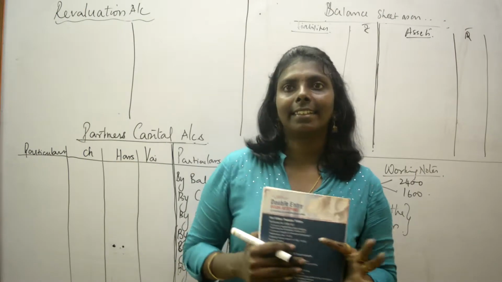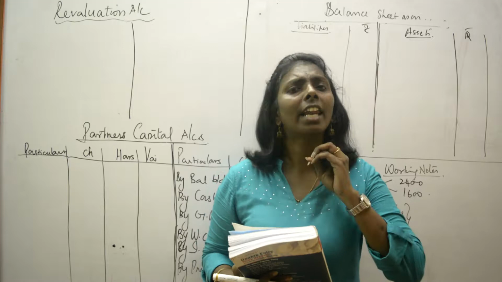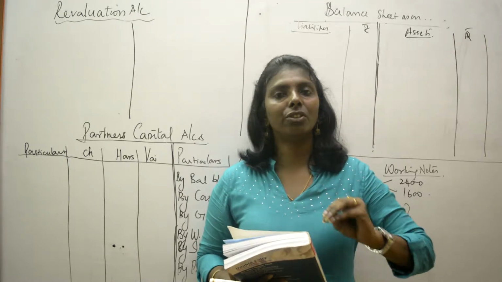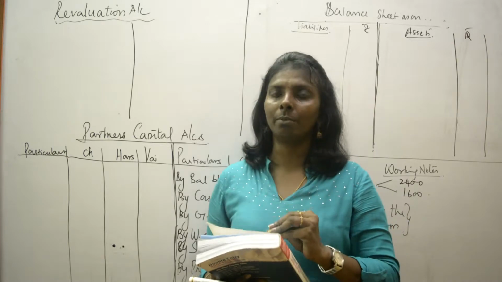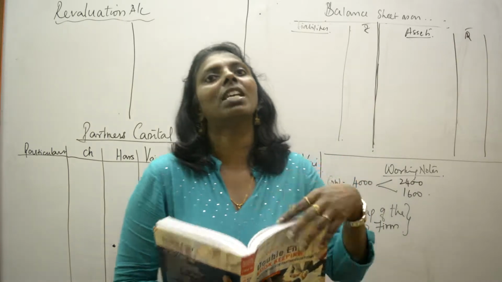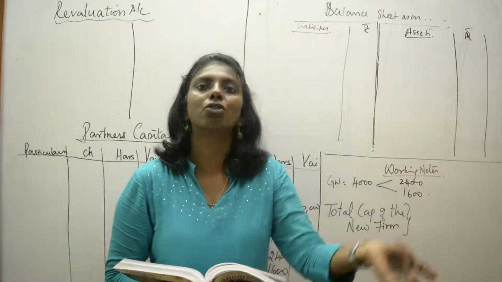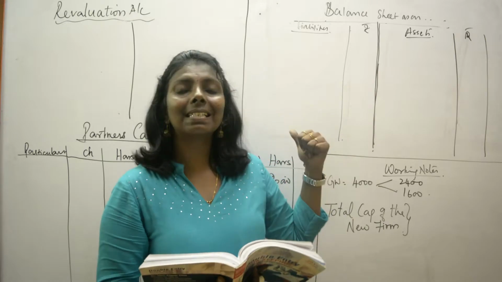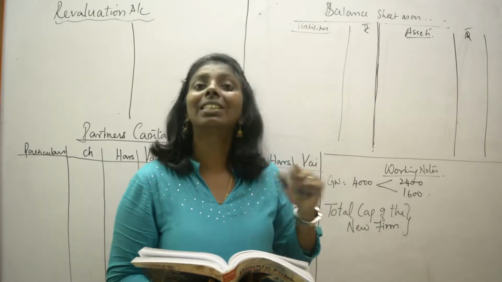Hi, this video is very important because we're going to learn a very important concept which you will definitely get in your board paper and you're sure to attempt this problem. So this is very important, okay? In my previous videos, you should have seen a normal regular partnership admission problem, a complete problem, how to approach and solve. This is an adjustment of capital method, and we're going to deal with case 1.